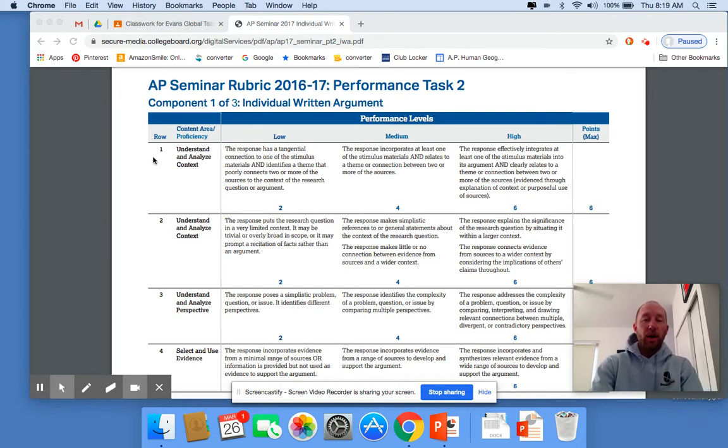So let's look at row one, understand and analyze context. I'm just going to walk us through the high level. The response effectively integrates at least one of the stimulus materials. Like I said, we need to cite at least one of the stimulus articles and clearly relate the theme or connection between two or more of the sources. You cite one article, but it should relate to the themes or arguments presented in more than one of those articles.